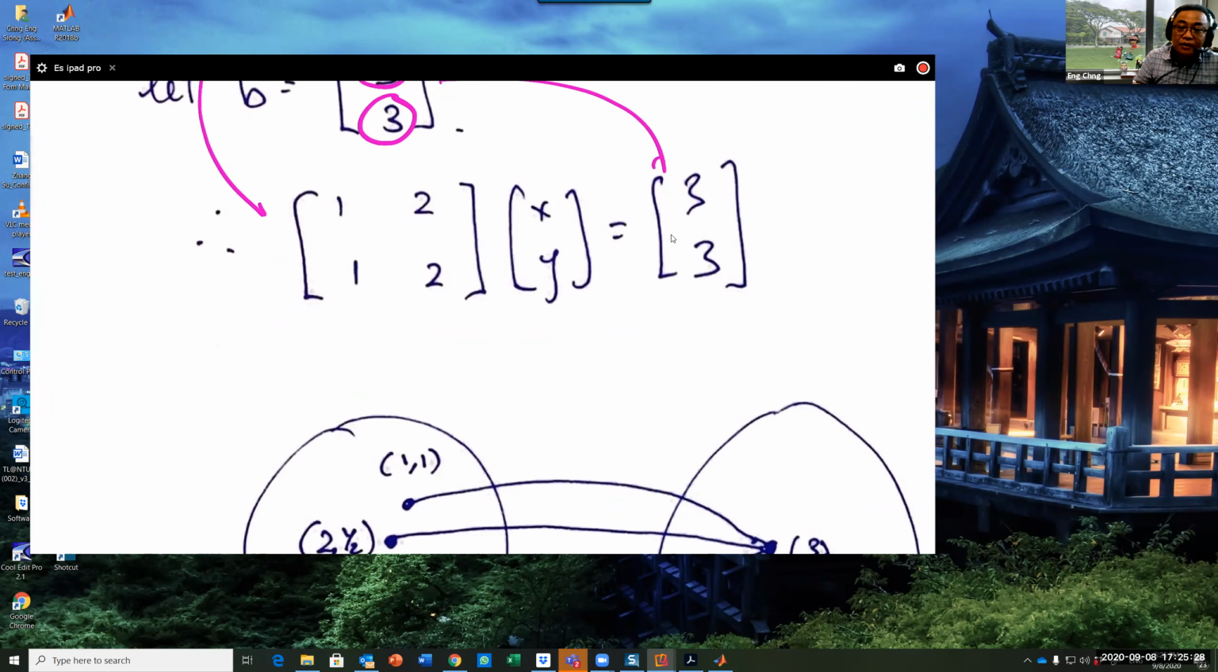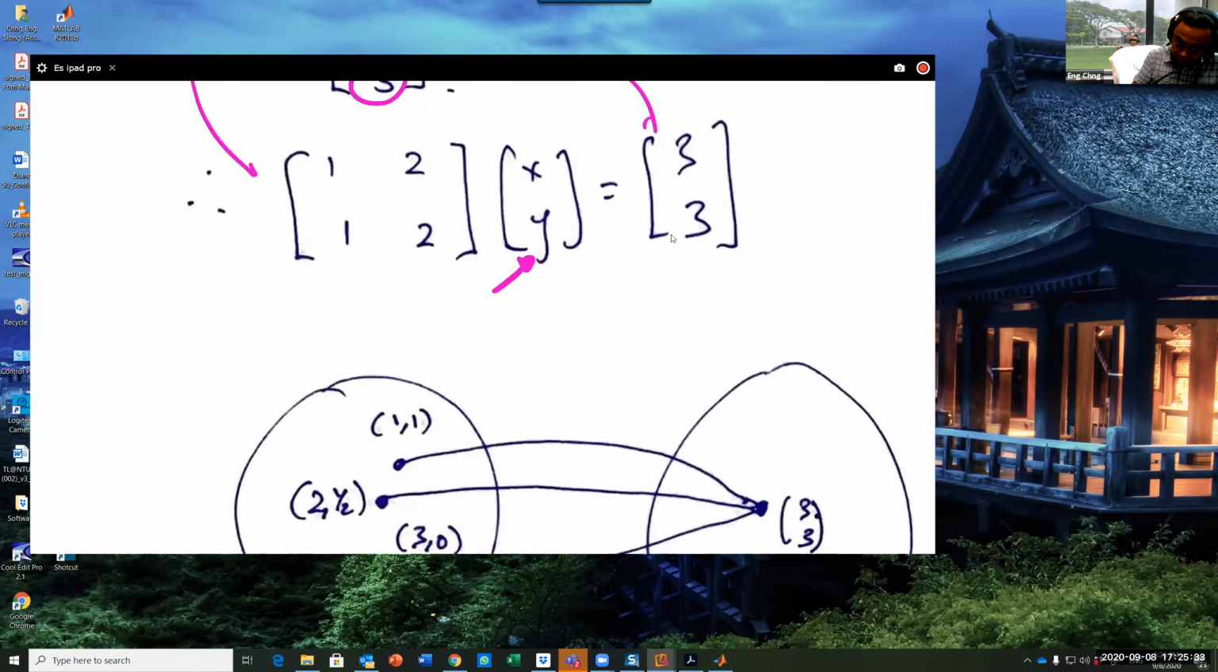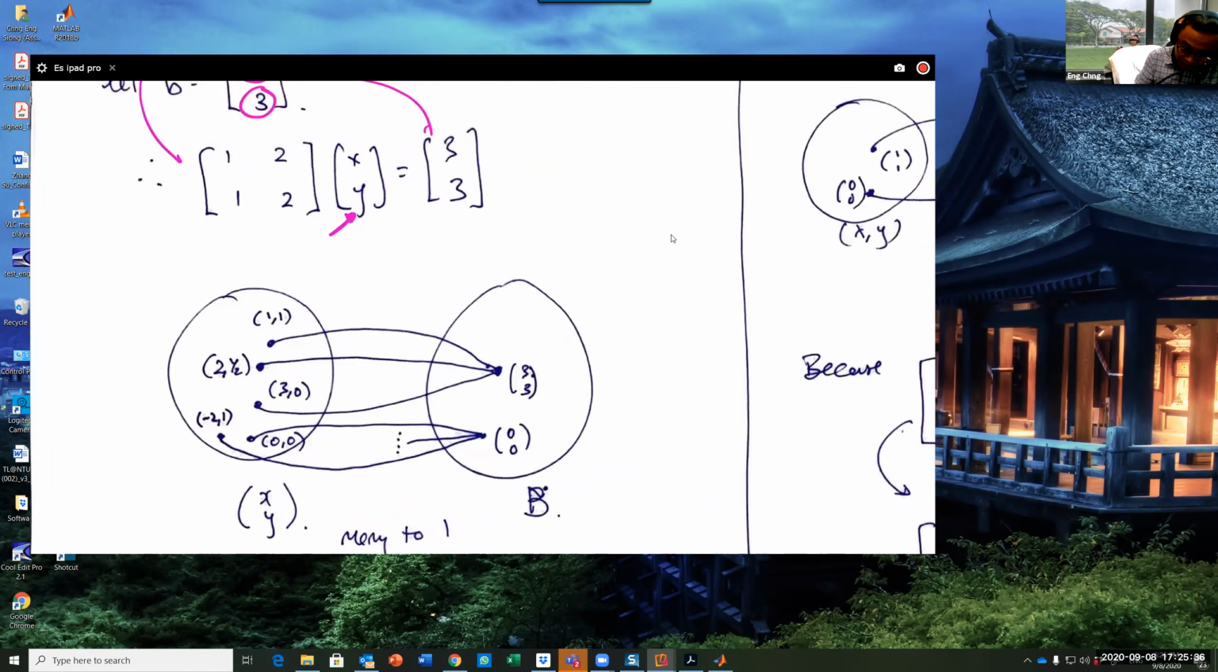Now the question is, how many solutions for XY? Then we check. Let's try 1, 1. Plugging X equals 1, Y equals 1, the answer is 3, 3. Okay, good. What about X equals 2, Y equals half? Also 3, 3. Oops. What about X equals 3, Y equals 0? Also 3, 3. So this is a problem, right? The input is different, the output is the same. So that's one way to see it.